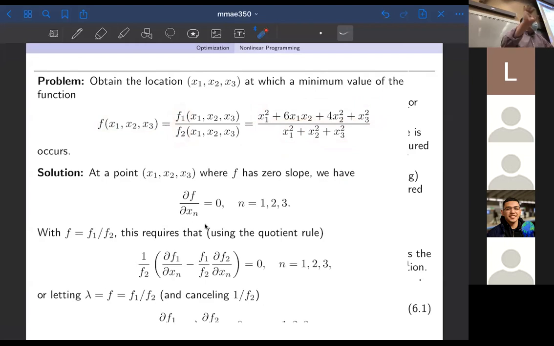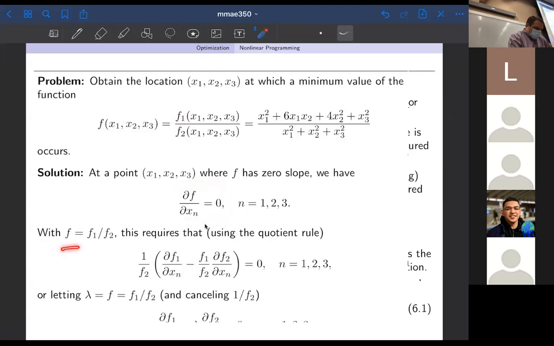So start from scratch. Calculus. First thing we do, we take our f and we want to differentiate with respect to each of the independent or design variables x1, x2, and x3. So let's think about that. So I have partial f, partial xn is equal to 0, where n is either 1, 2, or 3. So I'm going to have to take 3 first order partial derivatives.